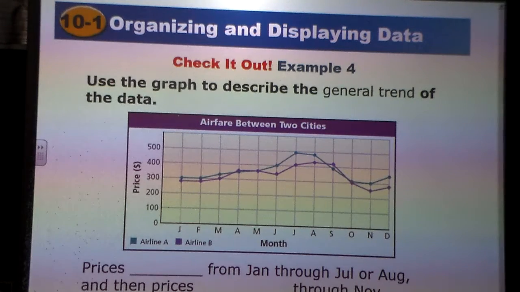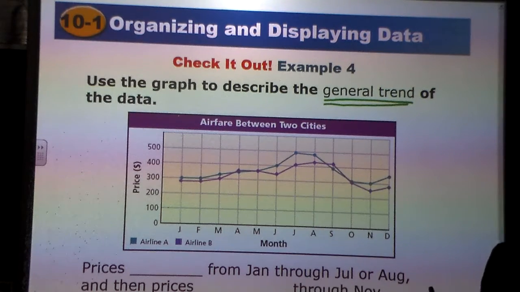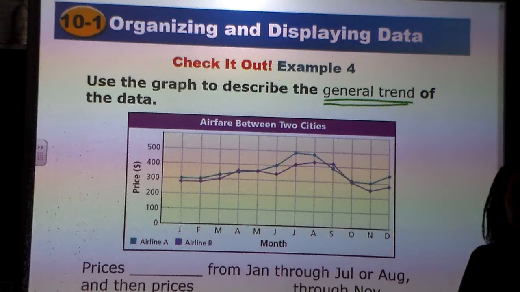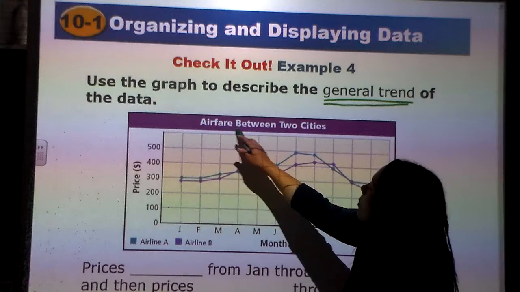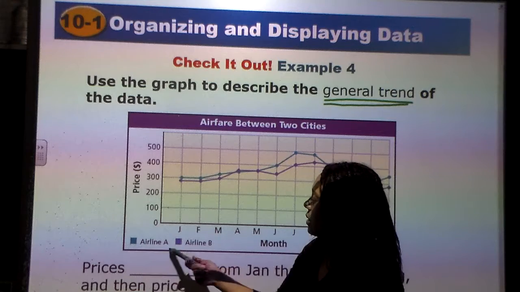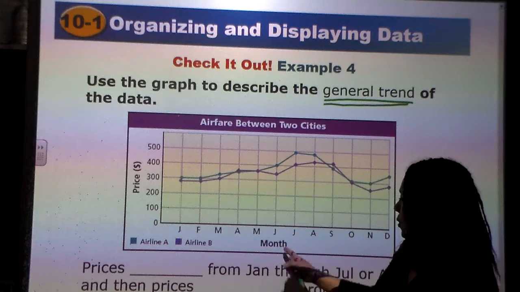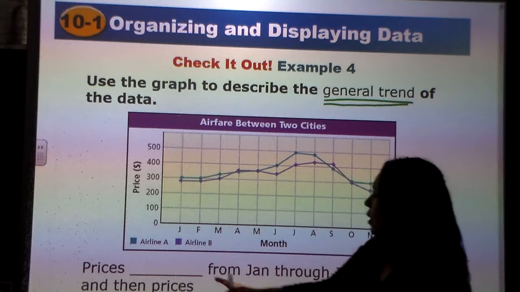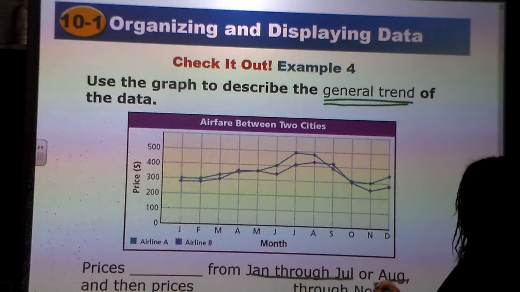Okay, here, use the graph to describe the general trend of the data. I'm going to underline where it says general trend. When you're looking for something generally, it's not as specific and detailed as math answers can be sometimes. They're looking at airfare between two cities. You have airline A and airline B represented by, let's call this teal and purple, and then how much it costs per month. So we'll see prices blank from January to July or August.